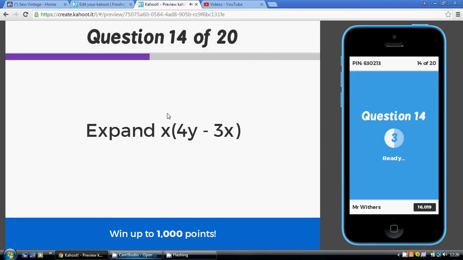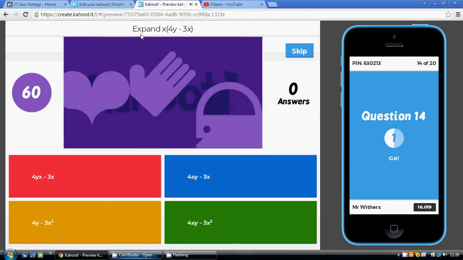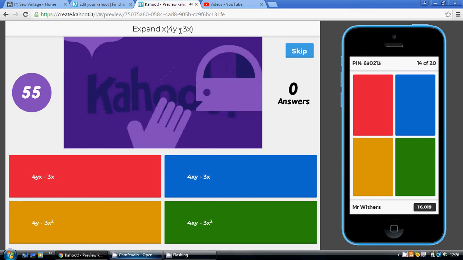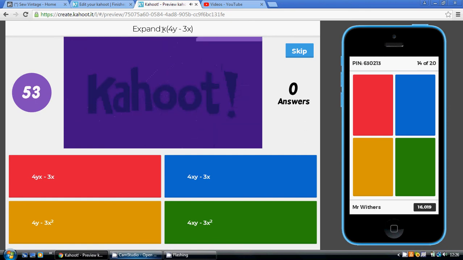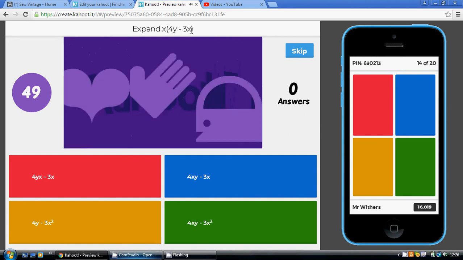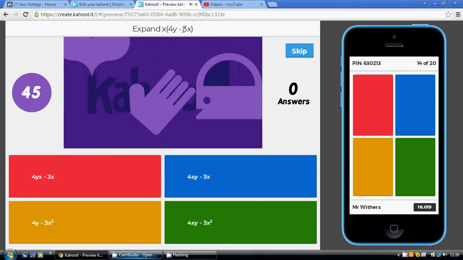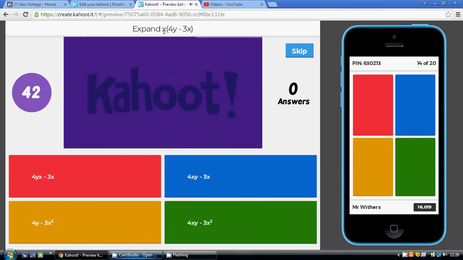Similar process, the two claws. X times 4 times y is 4xy. Then get the minus sign right. So it's going to be a minus. X times 3 times x is 3x squared. Or if you like, x times minus 3x is minus 3x squared. So we're looking for 4xy minus 3x squared. So that's the green answer.